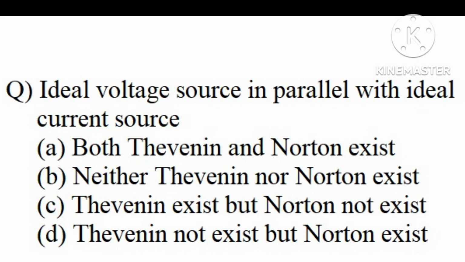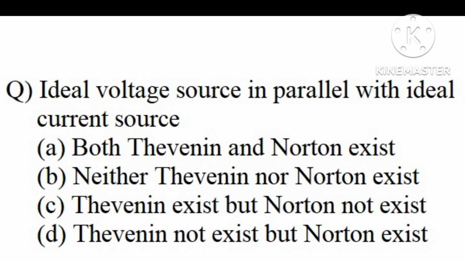Hello everyone, we are solving problems on the Thevenin and Norton theorem. In that, the next question is: an ideal voltage source in parallel with an ideal current source. Options are: option A, both Thevenin and Norton exist. Option B, neither Thevenin nor Norton exist.